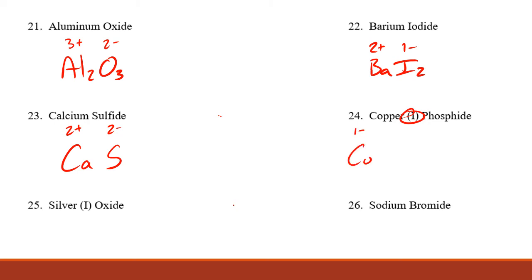24 has a transition metal, hence the Roman numeral 1. Copper is Cu. Because we don't know its charge, we use our Roman numeral. It's a +1 charge. Phosphorus has a 3− charge. We do need to crisscross, and you don't need to write a 1 for the phosphorus.